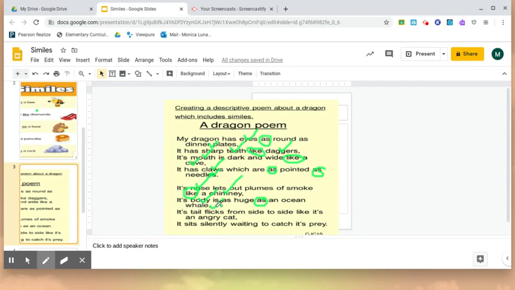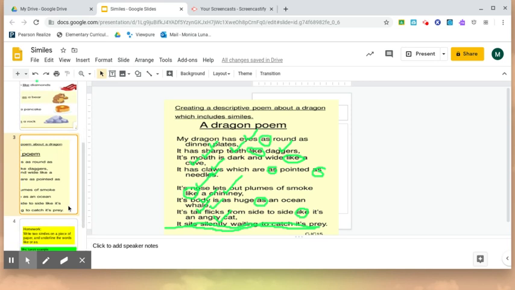Its tail flicks from side to side like it's an angry cat. Here they're comparing the dragon's tail to an angry cat, and they're using the word like. So that's another example of a simile. It sits silently waiting to catch its prey. I don't see the word like or as, so this does not have a simile. Okay?